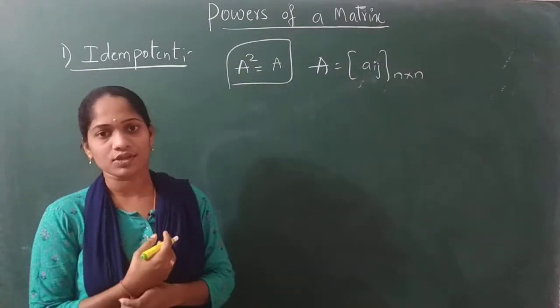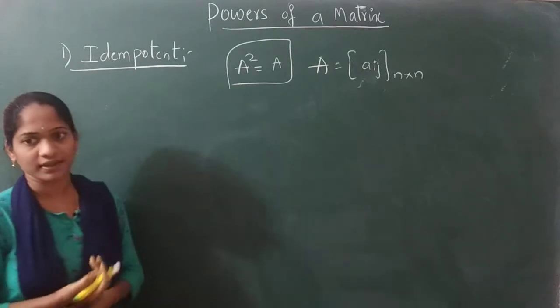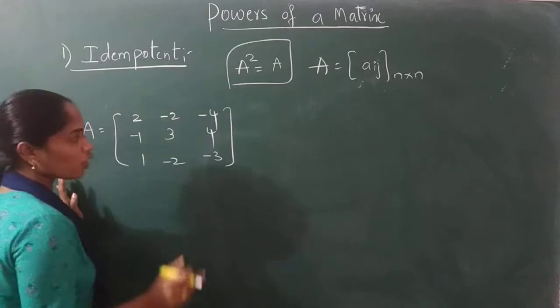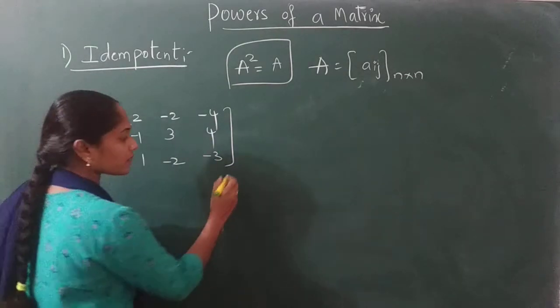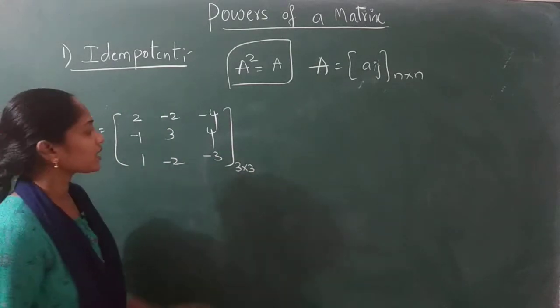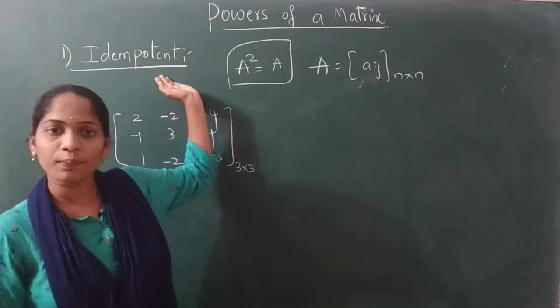A square equals A, right? Let's see an example here. Let's see the example A. How many rows are there? 1, 2, 3. How many columns are there? Yes, it is a square matrix of order 3. Now what you have to check is whether this matrix is idempotent or not.